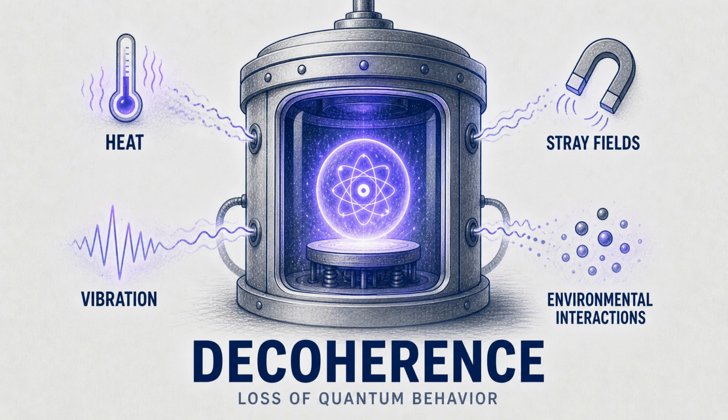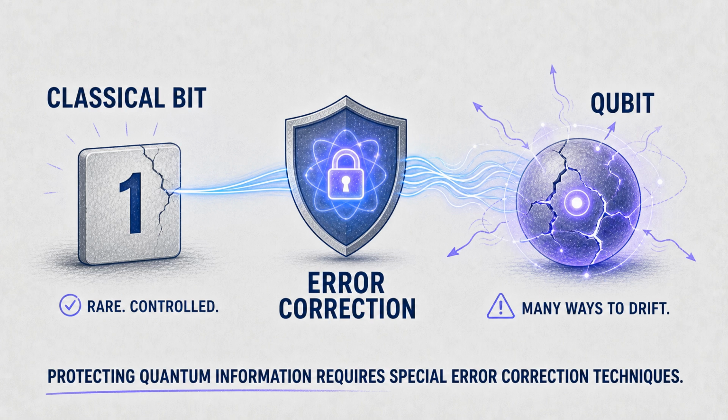Qubits are delicate. Heat, vibration, stray fields, and unwanted interactions with the environment can disturb them. This loss of quantum behavior is called decoherence. It is one reason quantum hardware often needs extreme isolation and careful control. Classical computers have errors too, but they are usually rare and controlled. Quantum errors are trickier because qubits can drift in more ways than just flipping from 0 to 1. Protecting quantum information requires special error correction techniques.